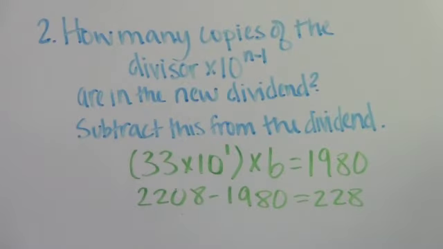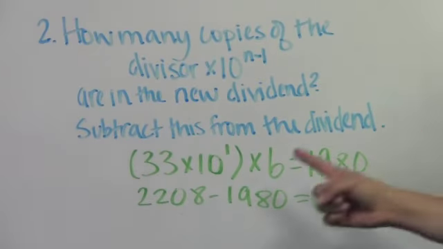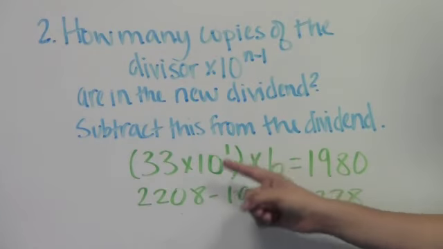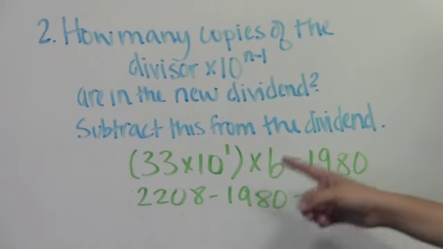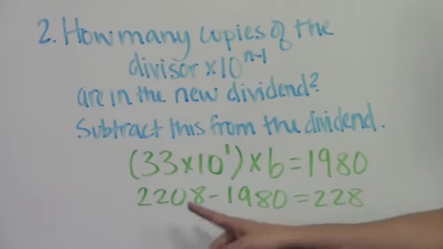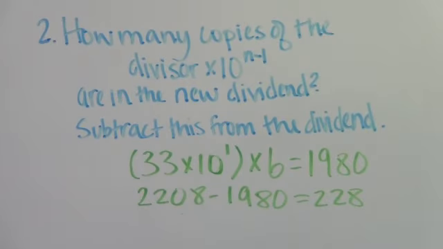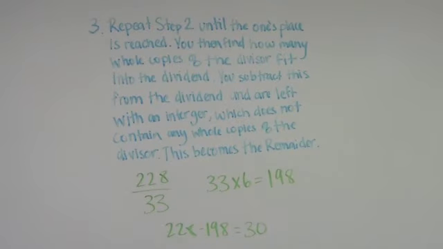Second, we ask, how many copies of the divisor times 10 to the n minus 1 are in the new dividend? Subtract this from the dividend. We find that 6 copies of 33 times 10 to the first are found in the dividend. This is 1980. Subtract this and we get 228. Repeat step 2 until the ones place is reached.